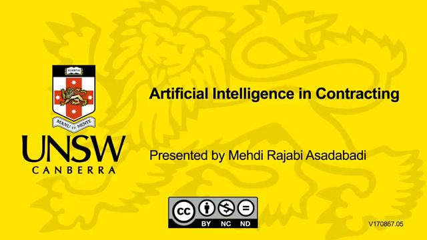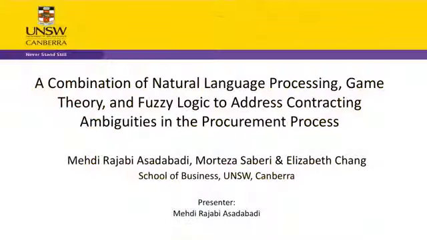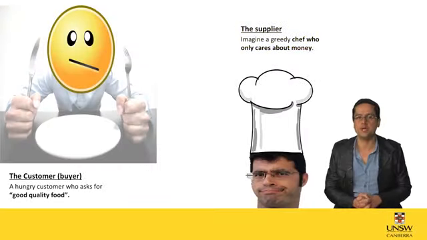A combination of natural language processing, game theory, and fuzzy logic to address contracting ambiguities in the procurement process. Let's forget about the title. We go through an example to see what the problem is.